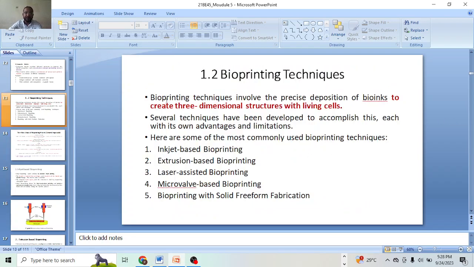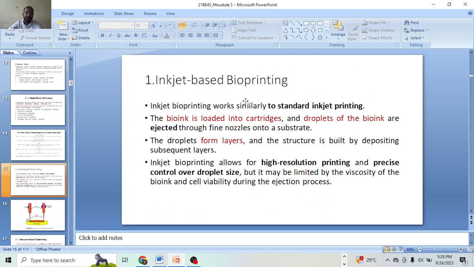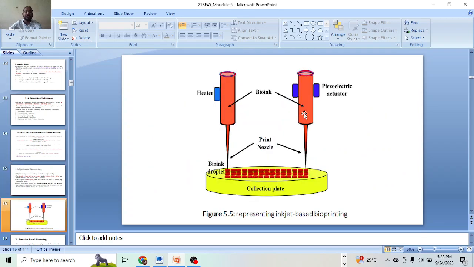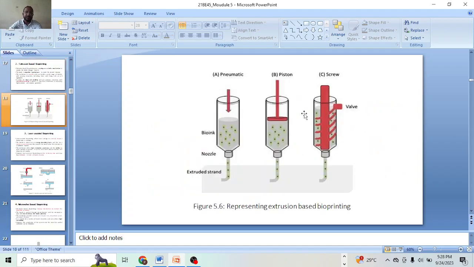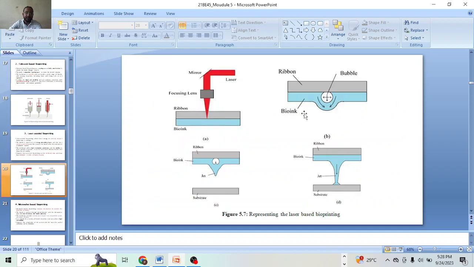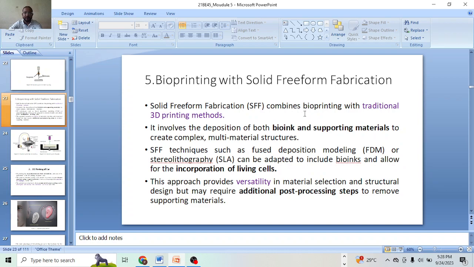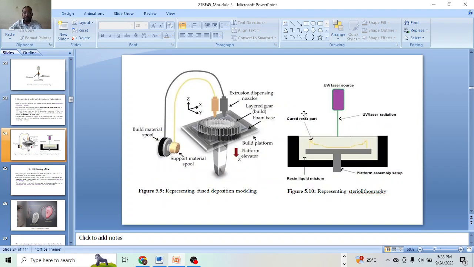You can explain the introduction and the general process, which carries 1 plus 1 mark, that is 2 marks. Then you can start giving any 2 examples, which will give you 4 marks each. So inkjet based bioprinting, extrusion based bioprinting, everything has got the diagrams. So the diagram plays a very important role. Then laser, microvalve based, and bioprinting of solid freeform fabrication. So 5 techniques are there. Any 2 techniques you can give as an example.